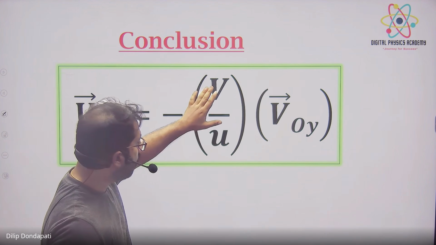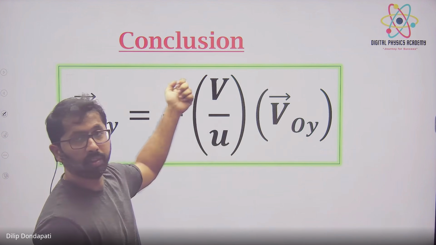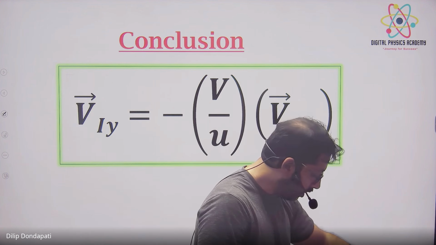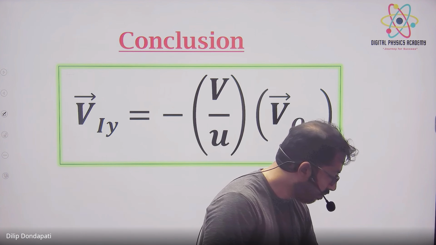Here we should be careful. V and u are distances, object distance and image distance, and these others are velocities. When we use this formula, when u is constant, v is constant, f is constant, we have to use this formula.